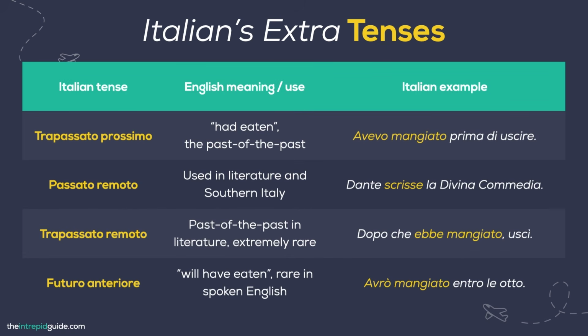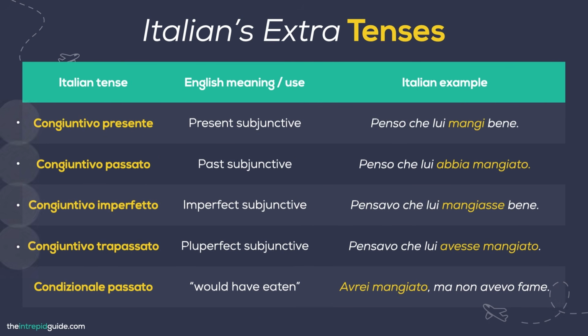These tenses are the trapassato prossimo, meaning had eaten, meaning the past of the past. Passato remoto. This is used in literature and a lot in southern Italy. Then we have the trapassato remoto, the past in the past in literature. This is extremely rare. We also have the futuro anteriore, meaning will have eaten. Even this is rare in spoken English. Then we have the congiuntivo presente, passato, imperfetto, and trapassato. That's 4 subjunctive tenses. And then we have the condizionale passato, meaning would have eaten.